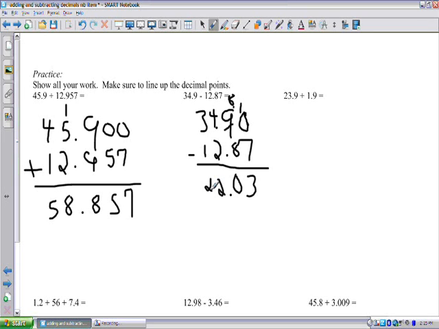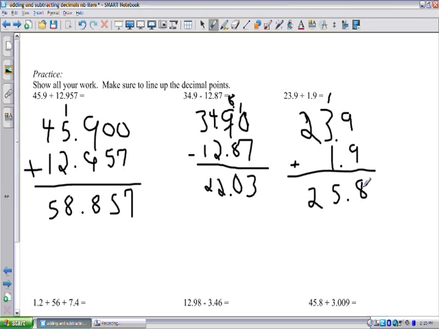Okay, another adding one. 23 and 9/10 plus 1 and 9/10. All right. 9 plus 9 is 18. Carry the 1 again. Carry it through there. Bring your decimal down. 3 plus 1 is 5. Just bring the 2 down because there's nothing there. Becomes 2 and it becomes 25 and 8/10.